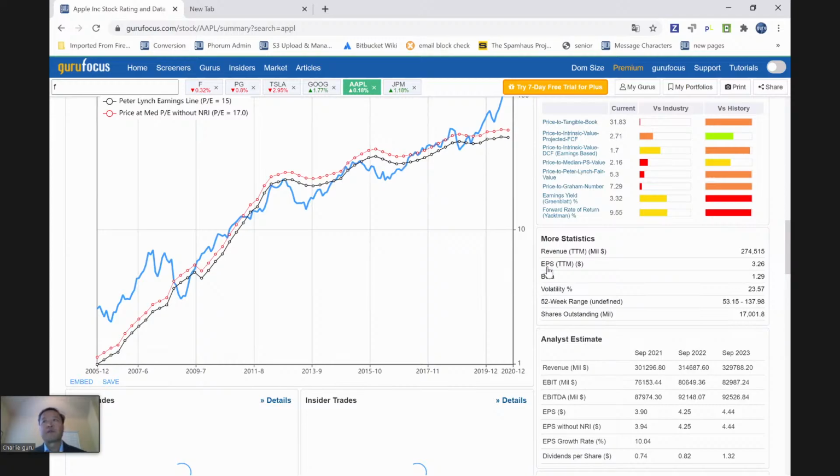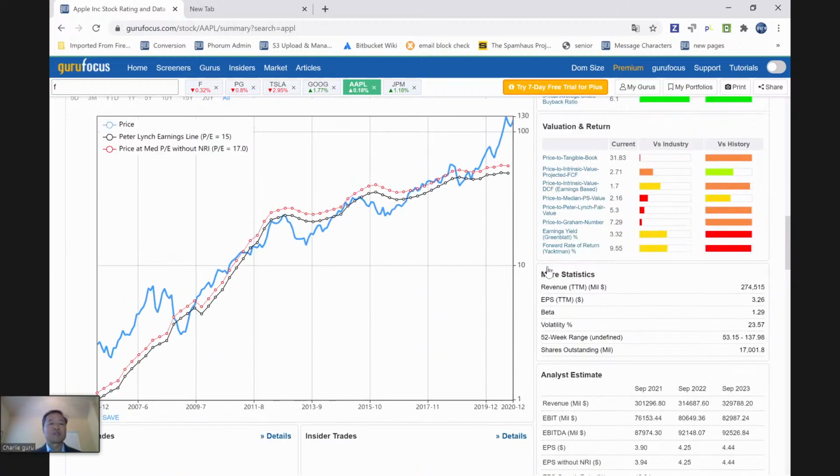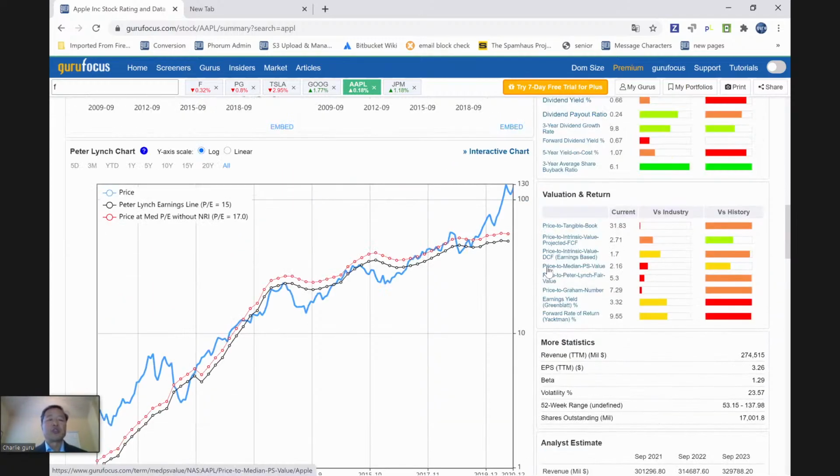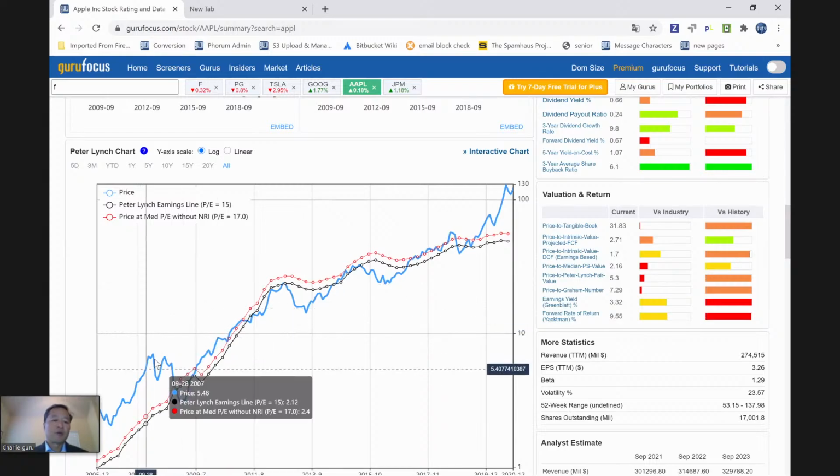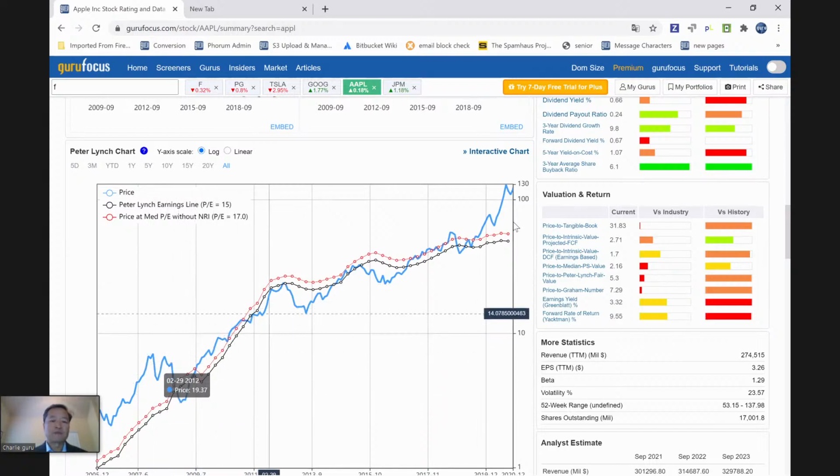And if you're not familiar with Peter Lynch chart, this is a chart that Peter Lynch used in his career when he was a fund manager at Fidelity, and he achieved 29% a year for 13 years. And this is a chart he used. He basically said that this is a price line of the stock. When the price line is above the value line of the stock, it's not a very good time to invest.